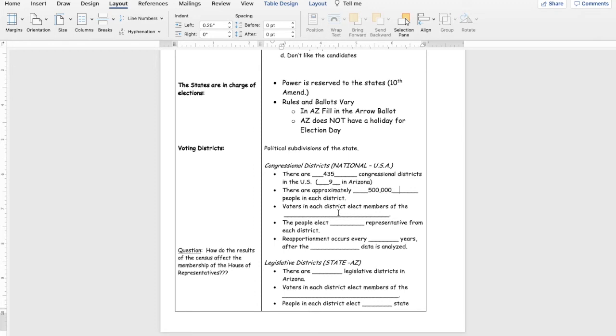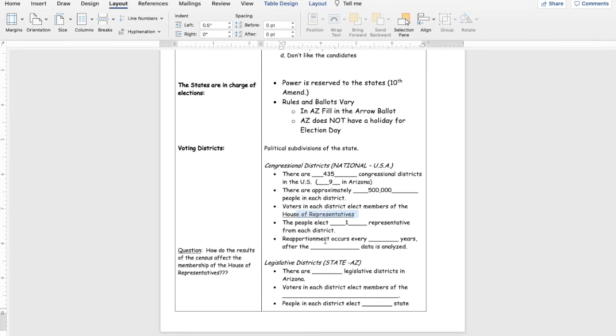Now, voters in each district elect members of the, well, we already told you, it is the House of Representatives. That's what the voters elect for congressional districts. And since Arizona has 9, don't you think we would elect 9? Nope, you only get to elect 1 from each district. That makes sense, right? If we have 9 districts, we elect 1 from each district. That means we have 1 person representing each district in our state. There's 9 districts represented by 9 different people, and all of those people work in the House of Representatives in Washington, D.C.